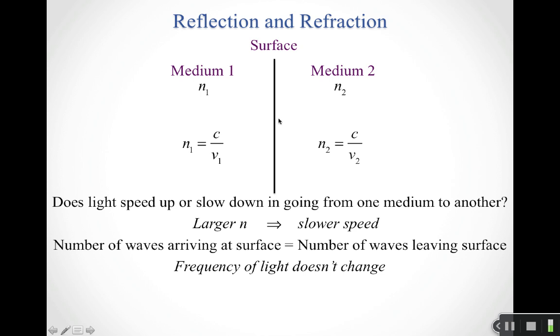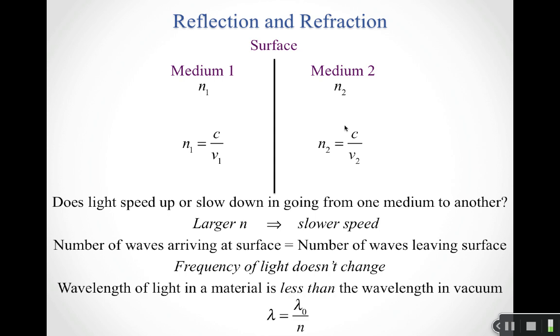Now the number of waves arriving at the surface has got to be the same as the number of waves leaving the surface, right? You don't end up with light building up at the surface. So that tells us that the frequency doesn't change. So I know that if my light is traveling at a slower speed, but the frequency is still the same, that tells me that it has to have a shorter wavelength. So the wavelength of the light in any material is less than the wavelength in vacuum, simply because it's traveling at a slower speed with the same frequency.